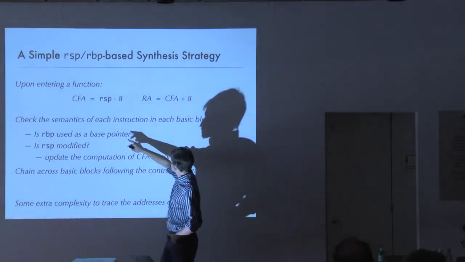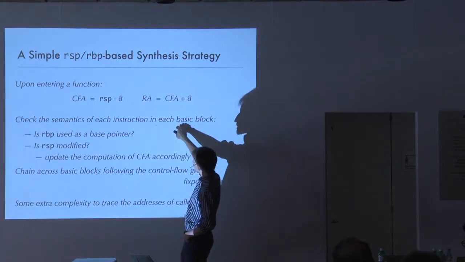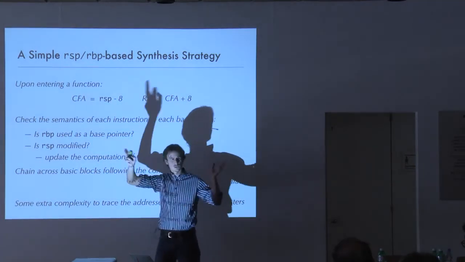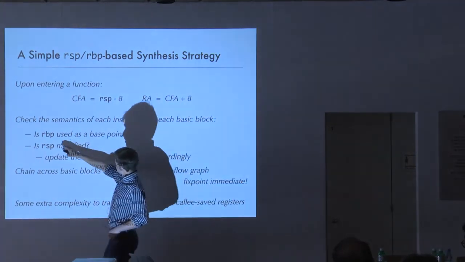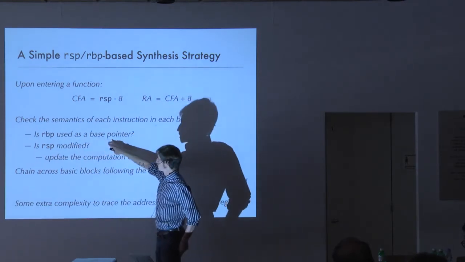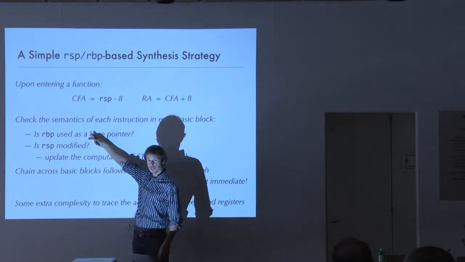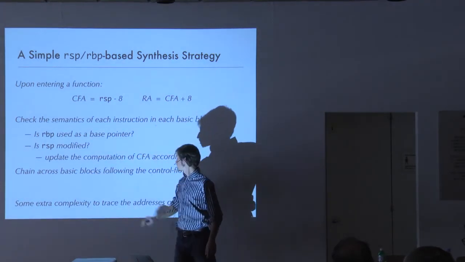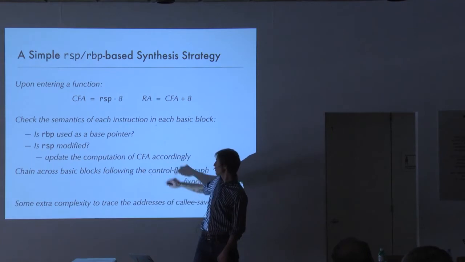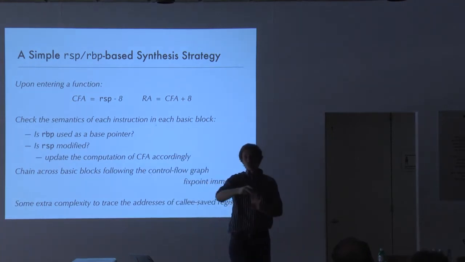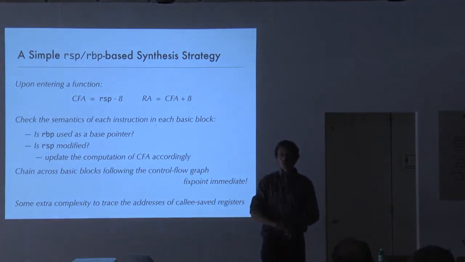And now we can check the semantics of each instruction in each basic block. And we have to distinguish a few cases. Okay, either RBP is being used as base pointer or RSP has been modified. Whenever we identify this, we can update the computation of the canonical frame address accordingly. And then it is not too hard to chain all this information across basic blocks.